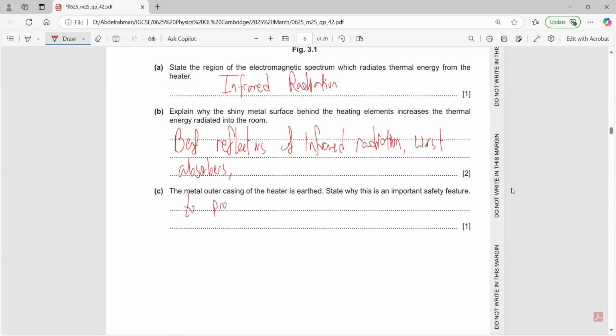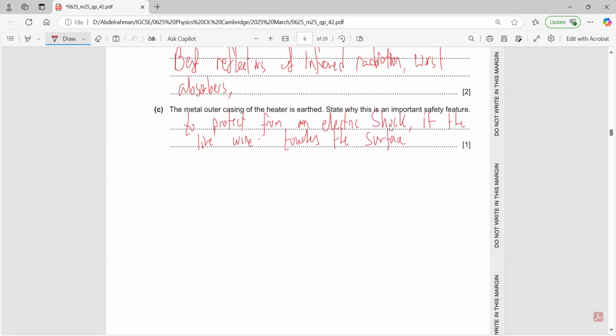To protect from an electric shock. If the live wire touches the surface, the metal case. Let's write down case instead of surface. The metal case.